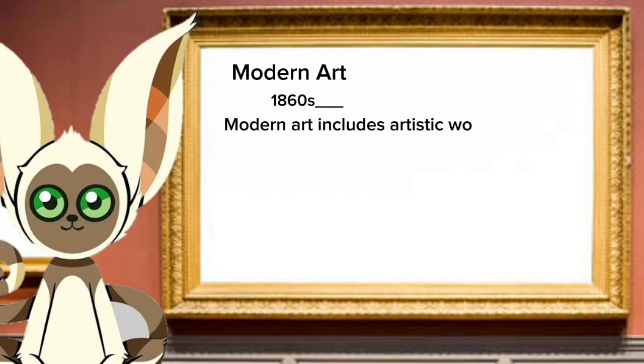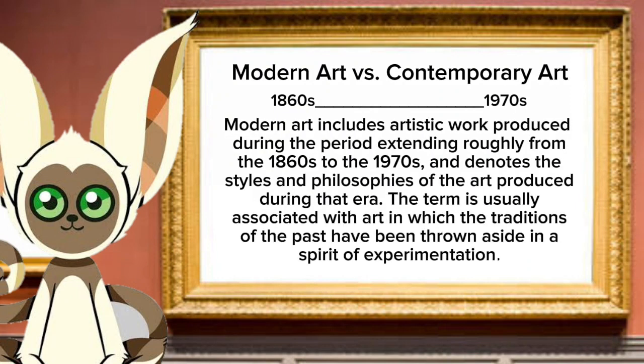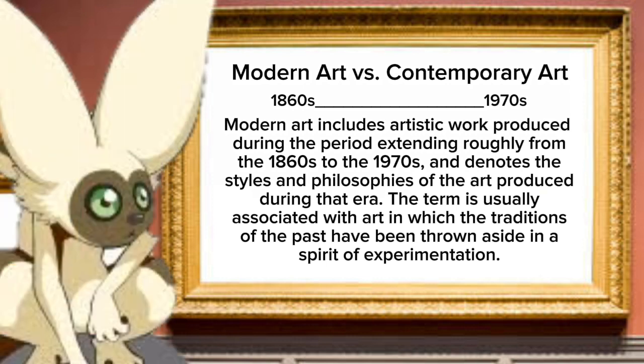Yay! Hi everyone, my name is Mumu, and here is the difference between modern art and contemporary art. Now let's talk first about what modern art is. We are in a museum, and modern art includes artistic work produced during the period extending roughly from the 1860s to the 1970s, and denotes the styles and philosophies of the art produced during that era. The term is usually associated with art in which the traditions of the past have been thrown aside in the spirit of experimentation.